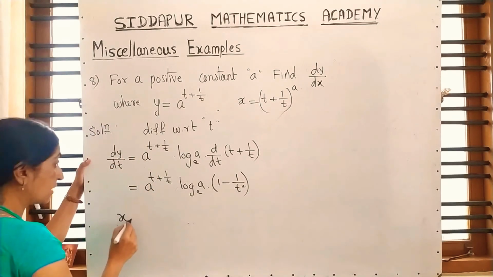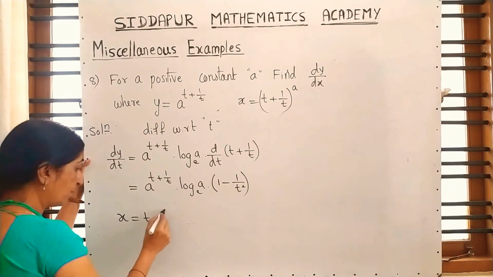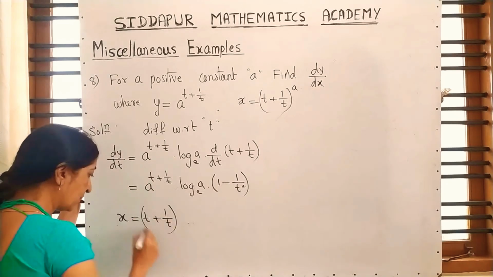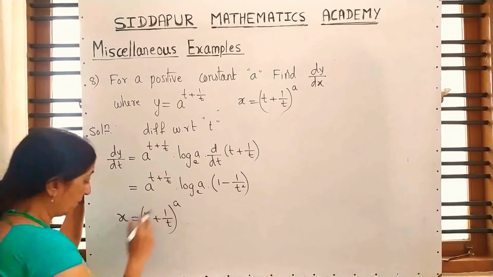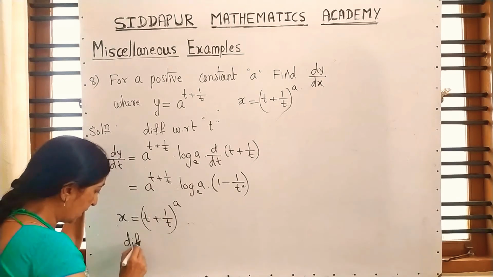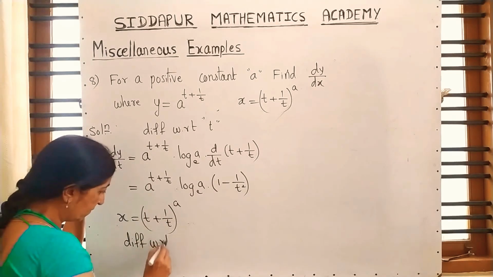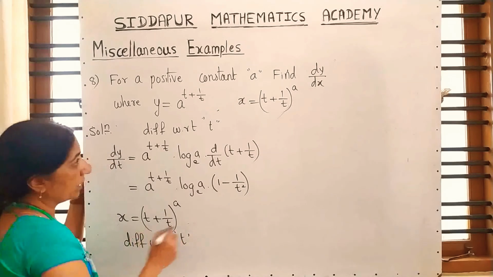Next, x is equal to t plus 1 by t raised to a, where a is the constant. It is in the form of x raised to n. Differentiating with respect to t.